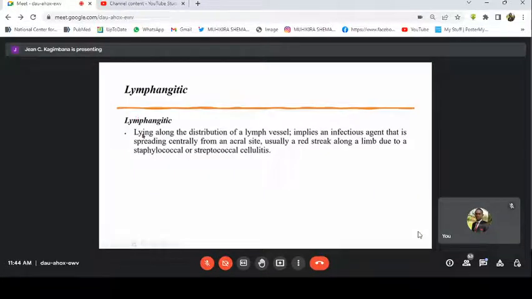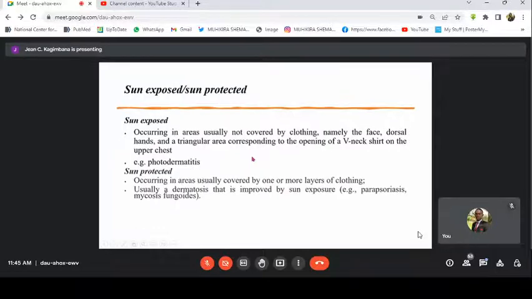Lymphatic, lying along the distribution of lymph vessels, implies an infectious agent that is spreading centrally from a distal site. When you say distal, just this extremity. Usually a red streak along a limb due to Staphylococcus or Streptococcus cellulitis.